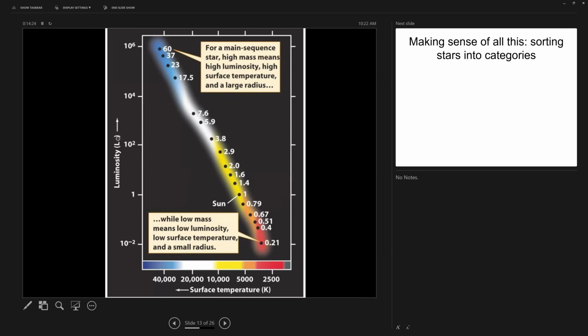Okay, this is a somewhat different chart, but it's got the main sequence stars along more of a linear curve on here than they were on the other one. But for main sequence stars, high mass means high luminosity, high surface temperature, and a large radius. Well, low mass means low luminosity, low surface temperature, and a small radius. So characteristics that you might expect.